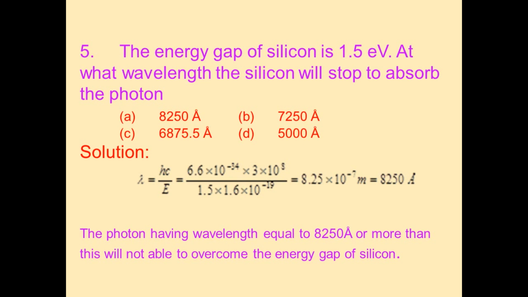We have to convert into joules. 6.6 into 10 power minus 34 into 3 into 10 power 8. Planck's constant 6.6 something into 10 power minus 34, so here I consider 6.6 only, divided by 1.5 into 1.6 into 10 power minus 19, 8.25 into 10 power minus 7 meter. Convert to angstroms. 8.25 into 10 cube angstroms, because 1 angstrom equal to 10 power minus 10 meter. So 8,250 angstrom.